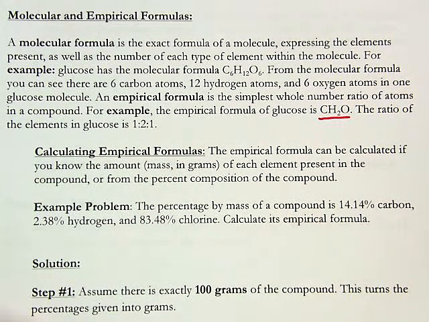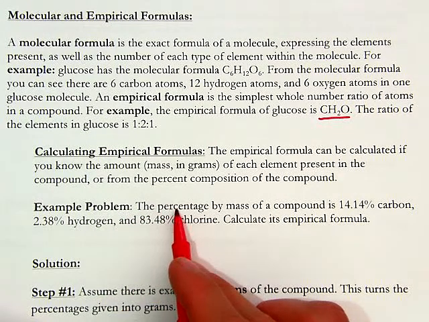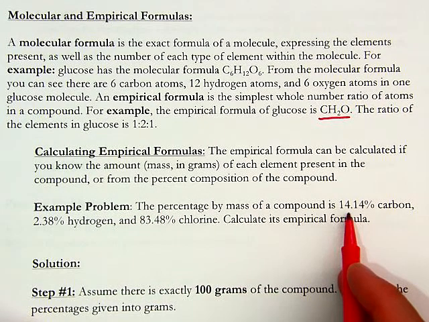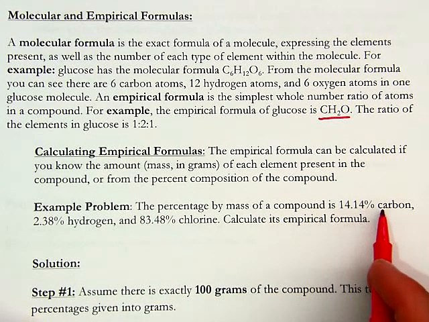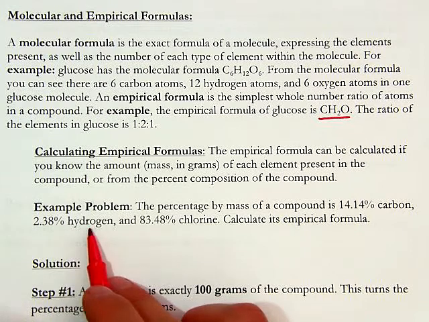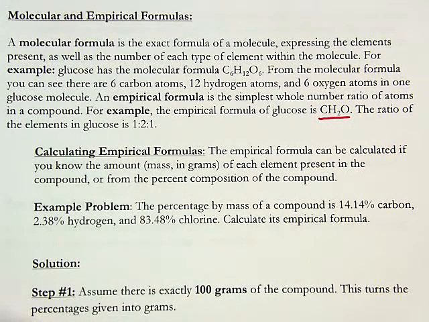Now, we can actually find the empirical formula for a substance based on percent composition, right? We were just doing percent composition. So if you look at this example problem, it says: the percentage by mass of a compound is 14.14% carbon, 2.38% hydrogen, and 83.4% chlorine. Calculate its empirical formula.